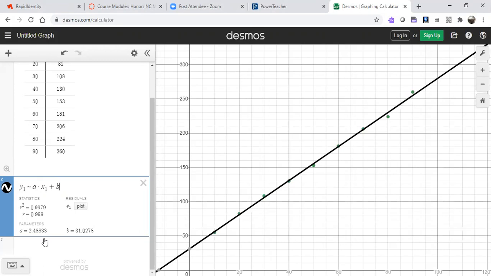Also, these R values, that R squared, if you've done that before, that is your correlation coefficient. This R, which is 0.999, is important too. So, I'll show you on.